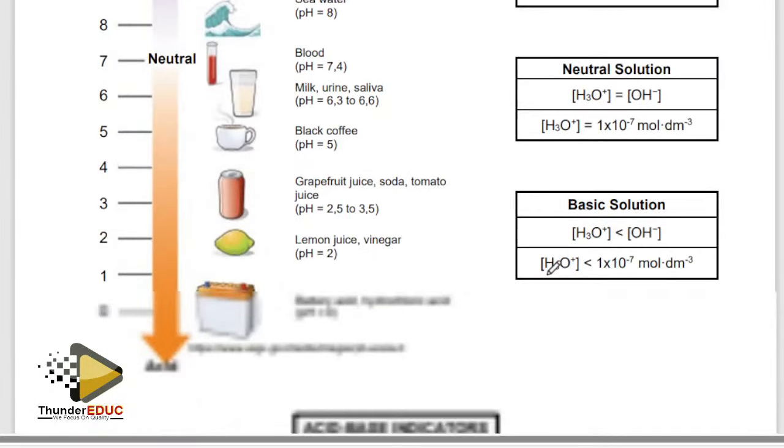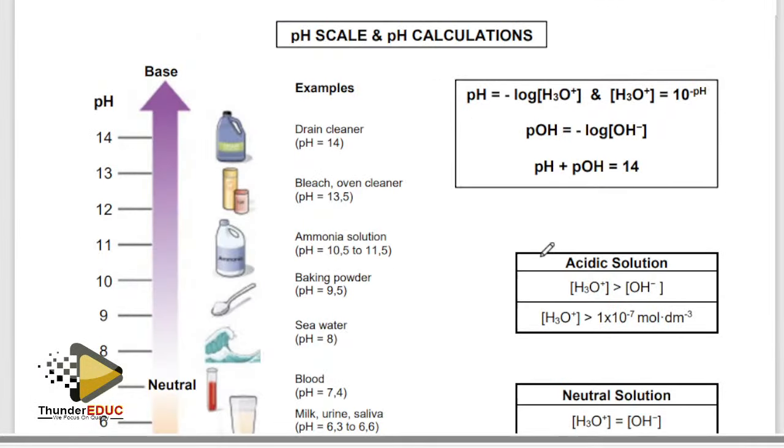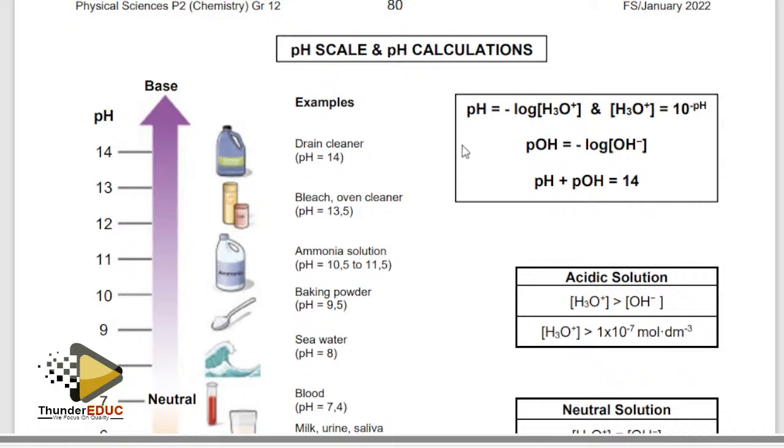Then another thing is how to calculate the pH. pH is equal to the negative log of the hydrogen ion concentration, and then you are able to get it.